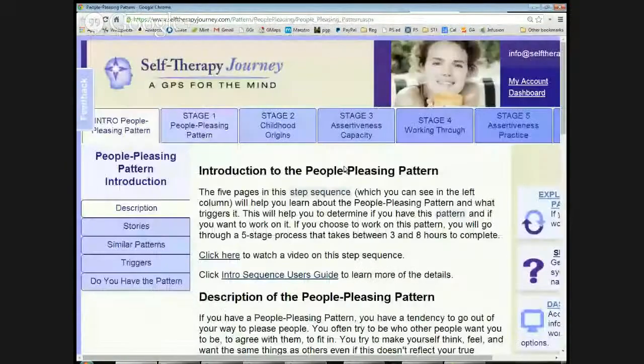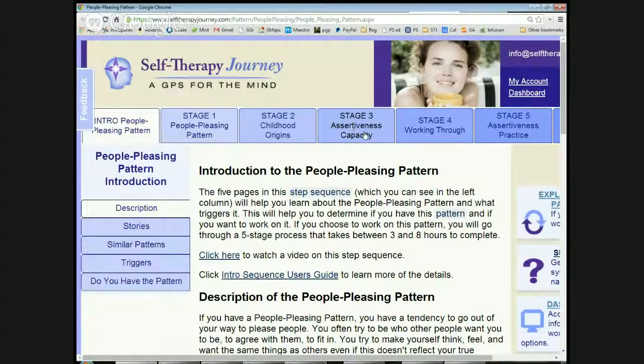And I can click here to start working on it. So you can see here now that, as with all patterns, there's generally a 5-stage process. There's also a little intro stage before that. The first one is where you get to know the pattern, your version of the pattern in detail, and get a report on that. The second one is where you explore the childhood origins of your pattern.